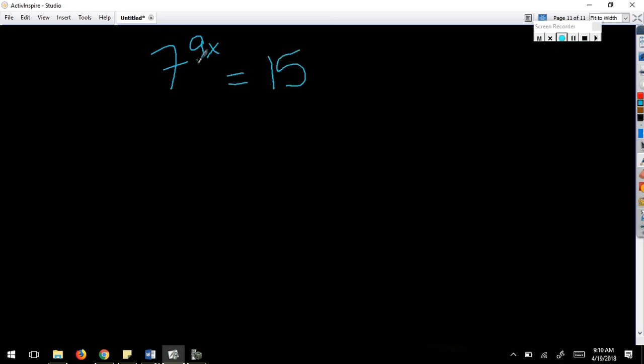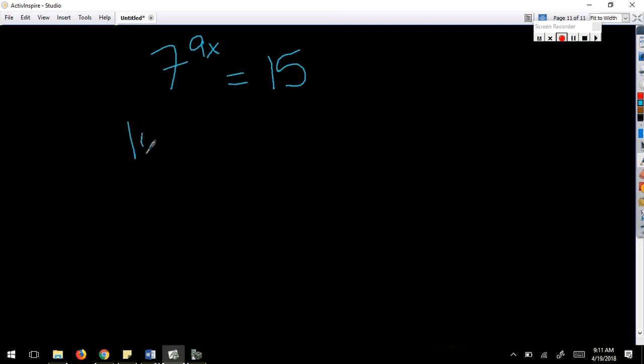That's 8 or no? That's 9. 7 to the 9x equals 15. Oh my goodness. So I can't manipulate the bases. That's always my first goal if I can, just try to manipulate the bases. I can't manipulate the bases here, so it's isolated, yes? This one's got a little extra step in there.